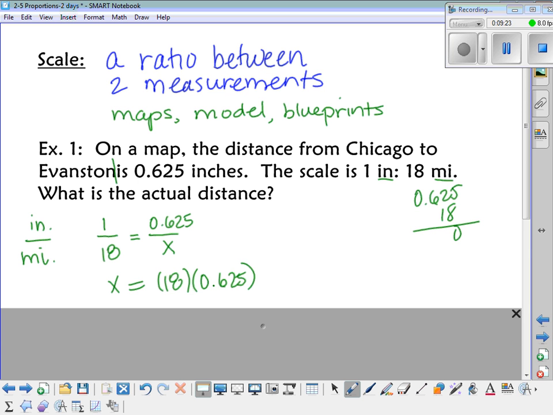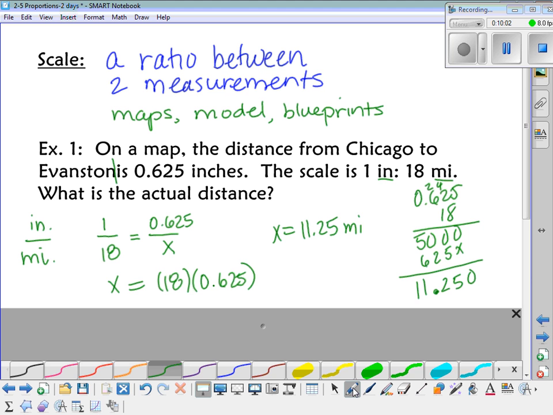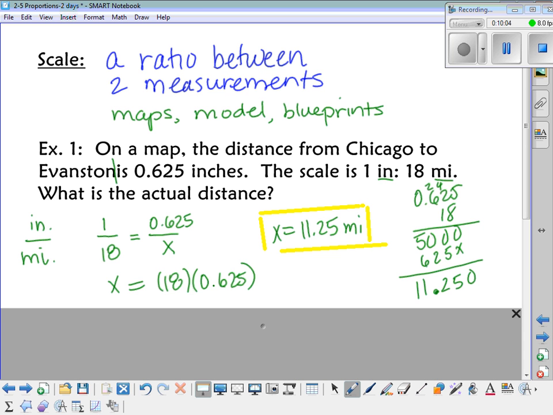8 times 5 is 40, carry the 4. 8 times 2 is 16, plus 4 is 20, carry the 2. 8 times 6 is 48, plus 2 is 50. 1 times 5 is 5. 1 times 2 is 2. 1 times 6 is 6. Okay, and so then when I add those together, I get 11,250, but then I have 3 decimal places, so I need to move my decimal in 3 places. So x is equal to 11.25 miles, or 11 and a quarter. And so that is the actual distance from Chicago to Evanston.